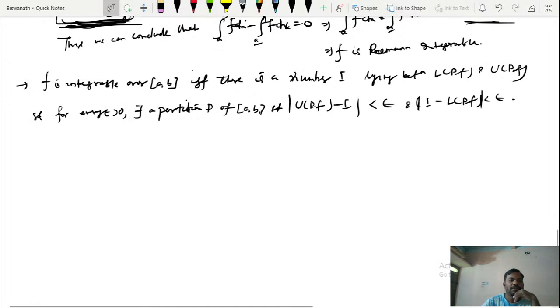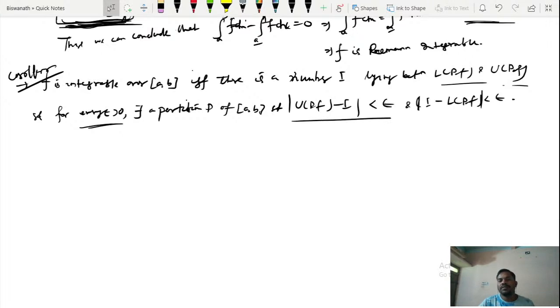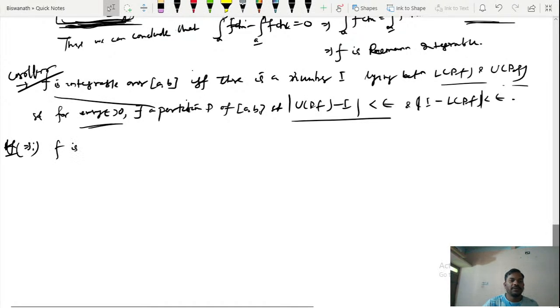That means f is integrable. You can say this is the statement. f is integrable on closed [a,b] if and only if there exists a number I lying between L(P,f) and U(P,f) such that for every epsilon greater than 0 there exists a partition P of closed [a,b] such that the modulus of U(P,f) minus I is less than epsilon and the modulus of I minus L(P,f) is less than epsilon. So if we go to its forward part, what is given? Given that f is integrable.